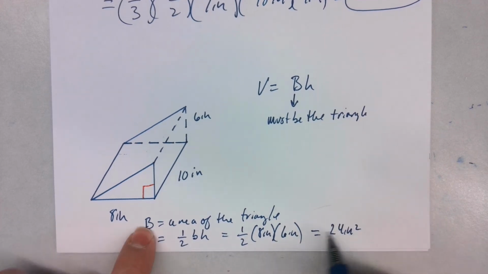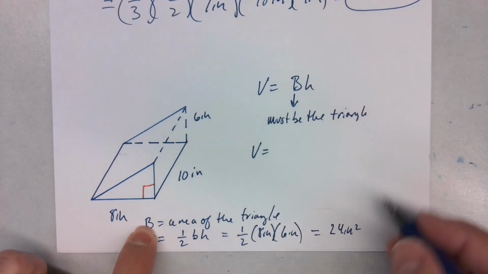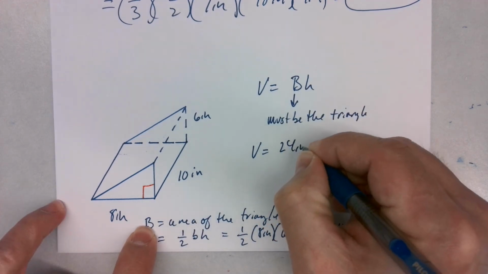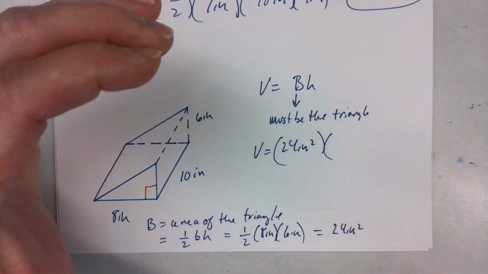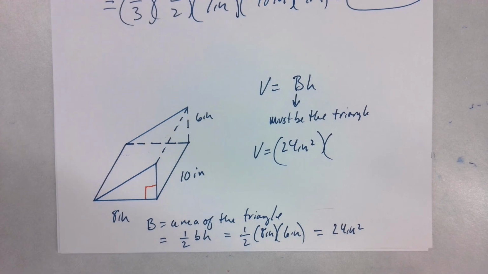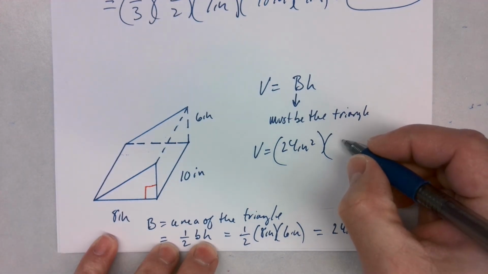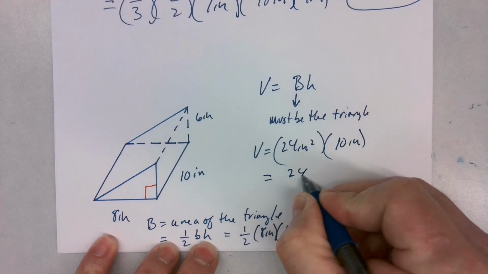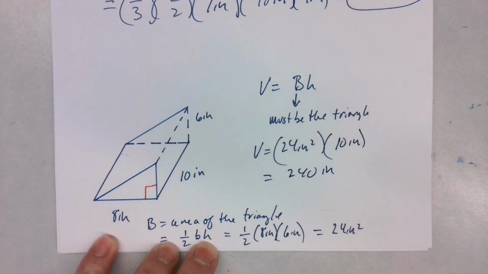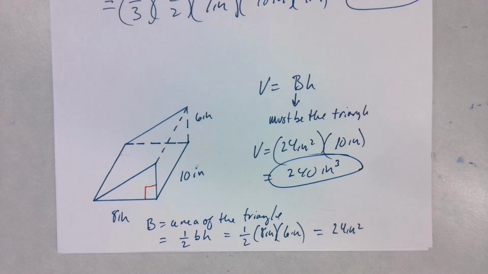And remember, that is just my big B. So to find my volume, I'm going to take my 24 inches squared, then I'm going to times that by the height. And remember, I've stood this up on end, so my height of this prism is now what? 10. Yeah, that's my 10 inches. I times that out, and I'm going to get 240. That's going to be inches what, though, now? Yeah, inches cubed now.